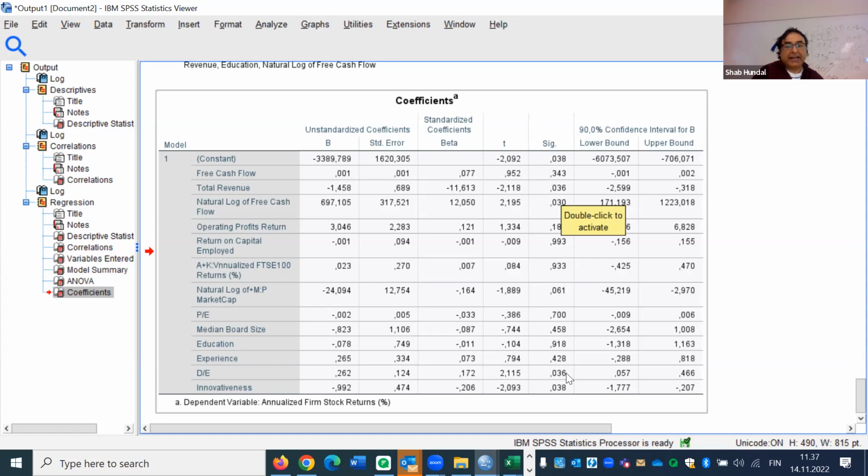And then finally, debt to equity ratio. The companies which have more debt for equity, their market performance is good, positive, and this you can say with about 94% confidence. Innovativeness, this is strange. The companies which are more innovative have poor stock market performance, because maybe investors don't like them, speculating too much. And this you can say with 96% confidence.